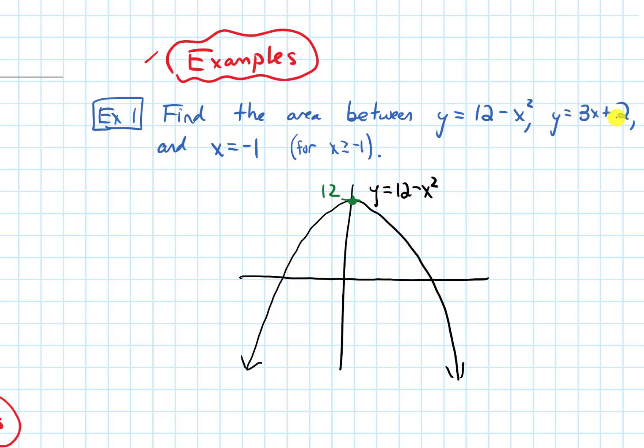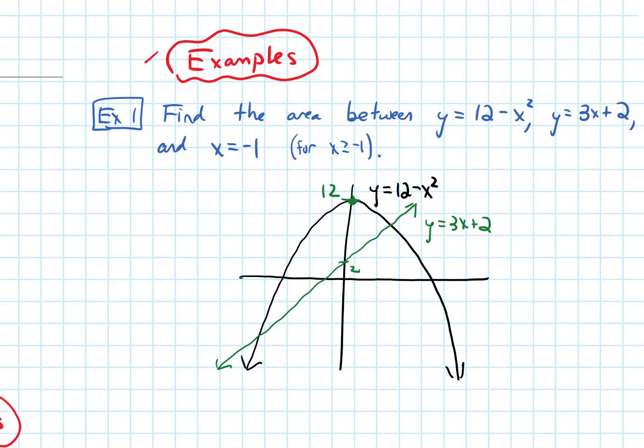So this equation is y equals 12 minus x squared. For y equals 3x plus 2, that's a line. Its y-intercept is 2 and the slope is positive 3, so it's an upward sloping line. Maybe that looks something like this. So y equals 3x plus 2. Notice that it crosses this parabola twice based off of our picture.